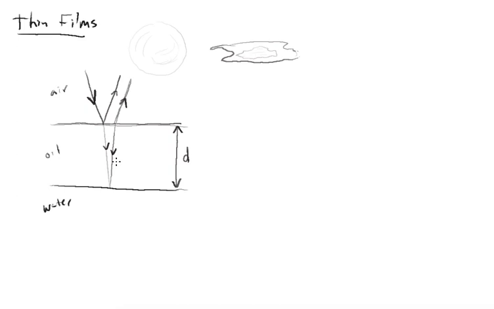So let's first talk about what happens at these boundaries. When light is refracted, when it goes through a surface, there's no phase change. So refraction means no phase change. You probably figured that was the case anyway, but reflection can have a phase change. And it goes like this.